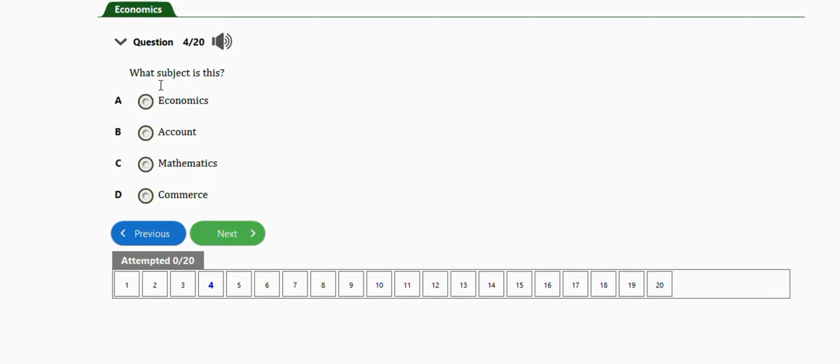It says what subject is this? So this is economics. This is the simplest question here. The next question is this one. It says economics as a field of study is a social science, option D, very important. Next question is this one.